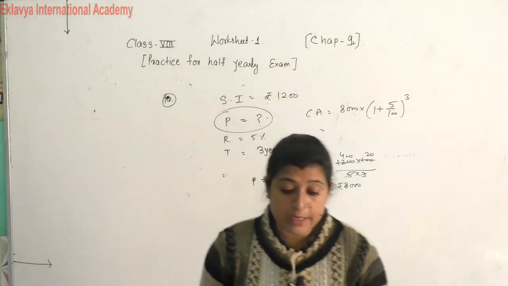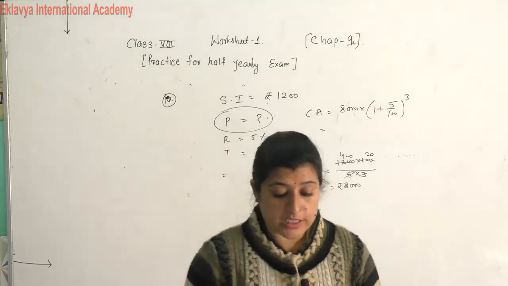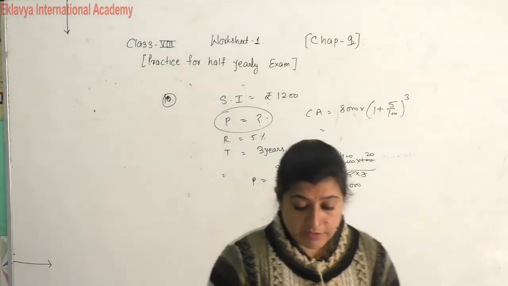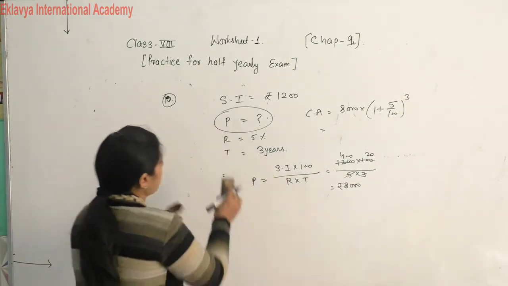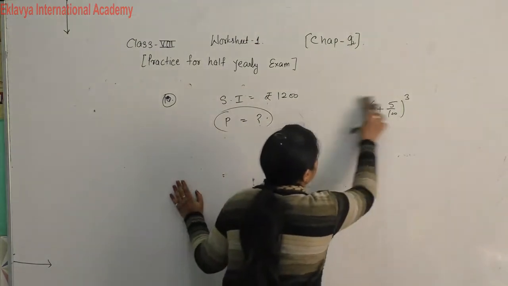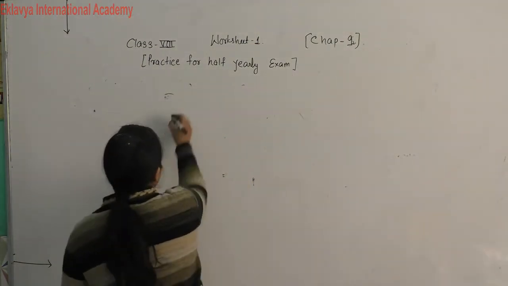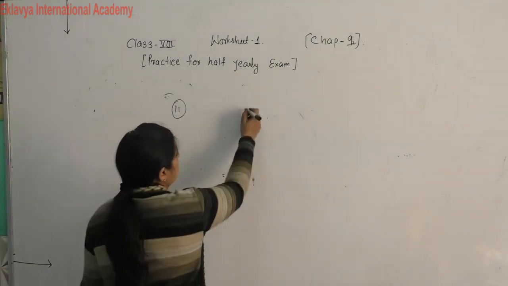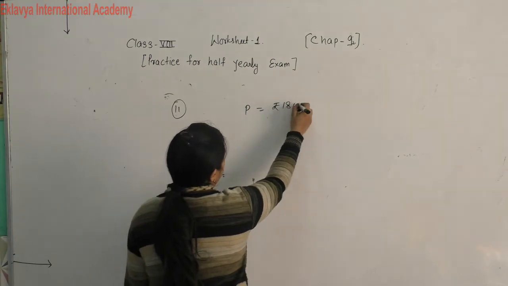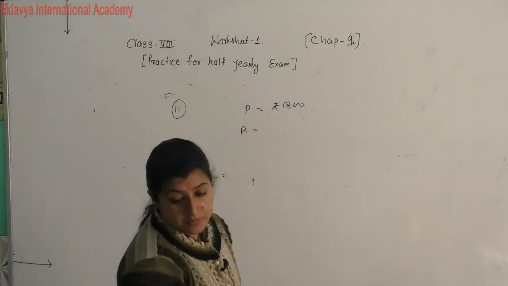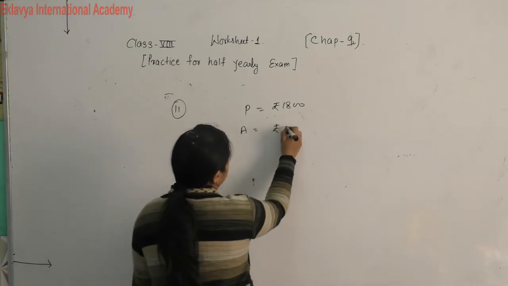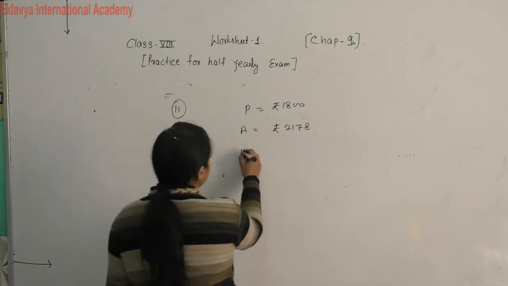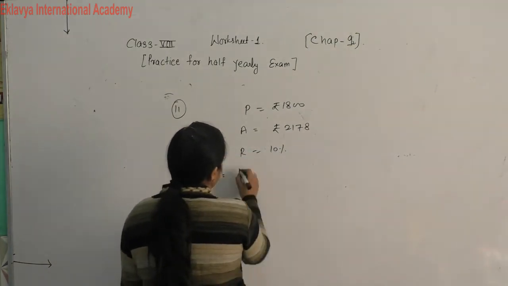Question number 11. The time in which rupees 1800 amounts to this at 10% per annum compounded annually is. Now it is given to you rupees 1800. Calculation, do it yourself. Question number 11. Principal given to you rupees 1800. Amount given to you 2178. Rate given to you 10%. Find out the time.